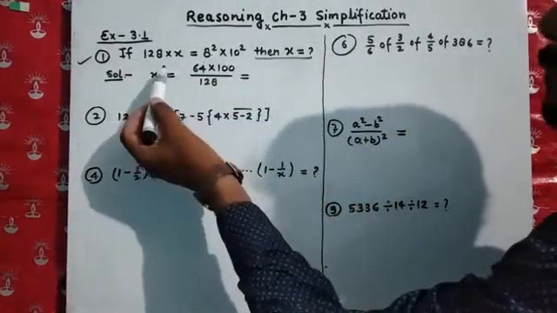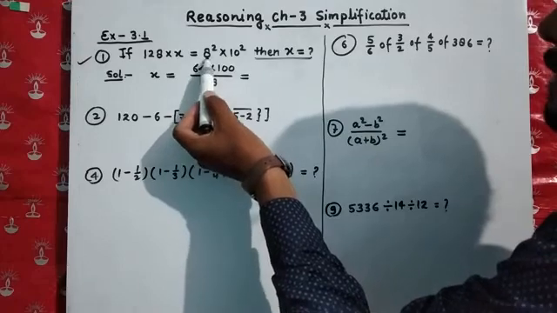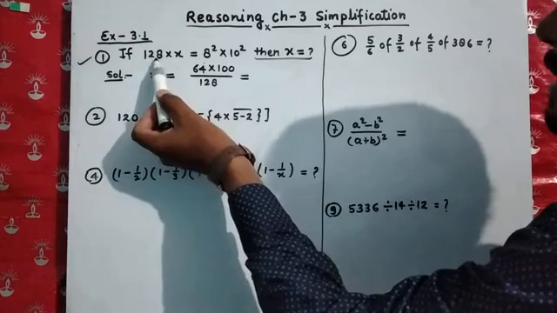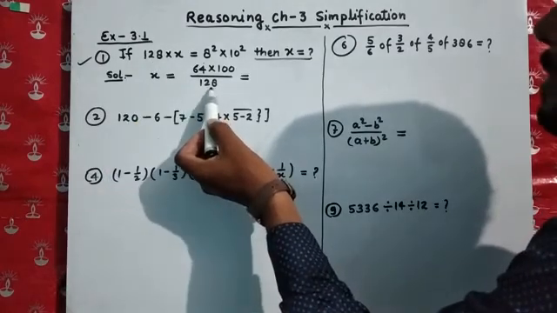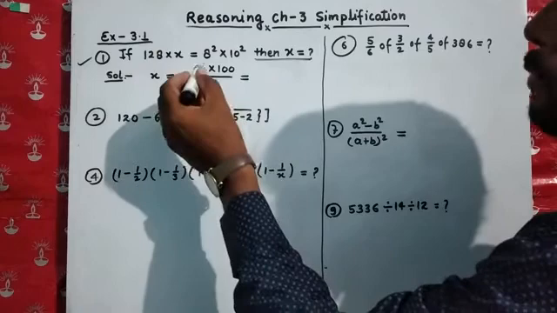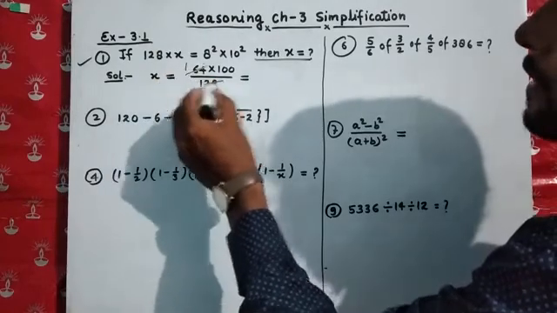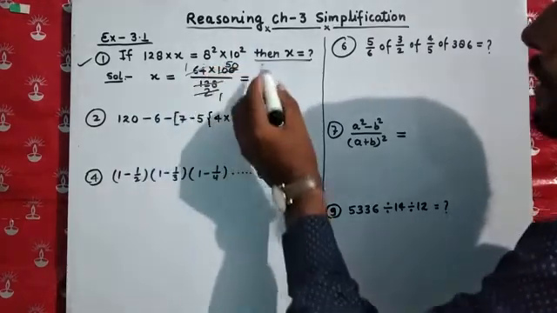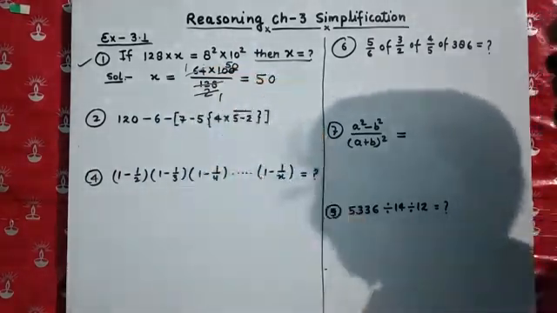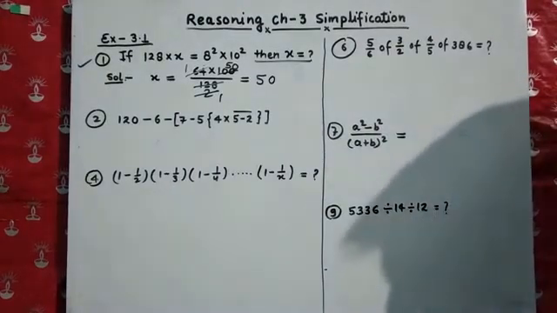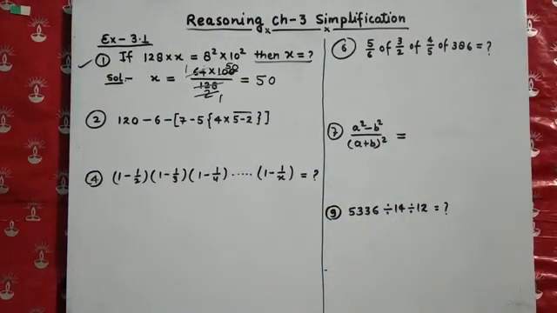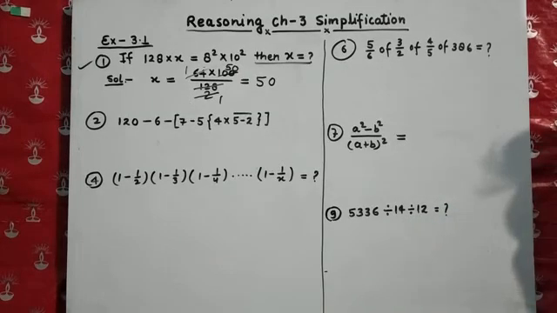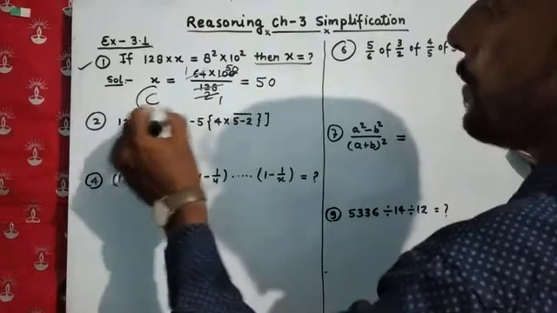Simply, 8 square means 8 into 8, which is 64, and 10 square means 10 into 10, which is 100. Since this side is given in multiplication, the other side becomes division. Now we simplify: 64 goes 1 time, 64 goes 2 times, and 2 goes 1 time, 2 goes 5 times, 0 and 10. So we get the answer 50. The option number C will be correct for question number 1.